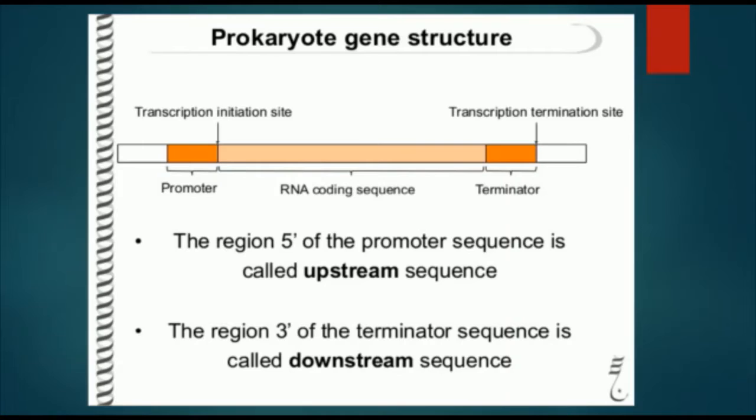A prokaryotic gene structure is clearly depicted in this picture. In this figure, you can see a promoter region, RNA coding sequence and a terminator region. The region 5' of the promoter sequence is called upstream sequence. The region 3' of the terminator sequence is called downstream sequence.